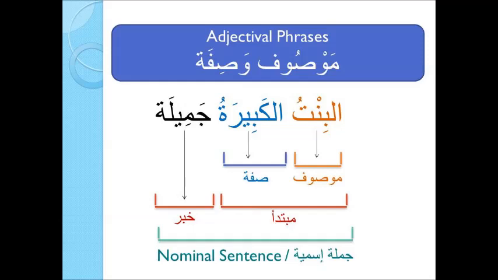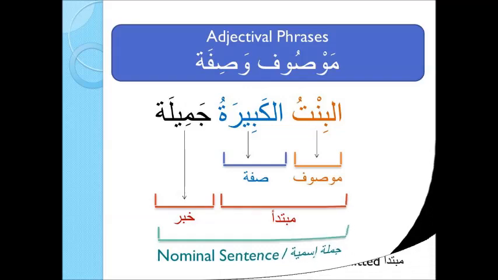Again, taking a look at the word level breakdown, first we see that it's a nominal sentence, al-jumla al-ismiya, made up of two parts, al-mubtada wal-khabar, and the adjectival phrase sits in the place of the mubtada, made up of the موصوف and the sifa, and jamila is in the place of the khabar. And remember, in English, when we translate the sentence, we place the verb is, am or are in between the mubtada and khabar. Al-bintul kabiratu jamilatun. The big girl is beautiful.